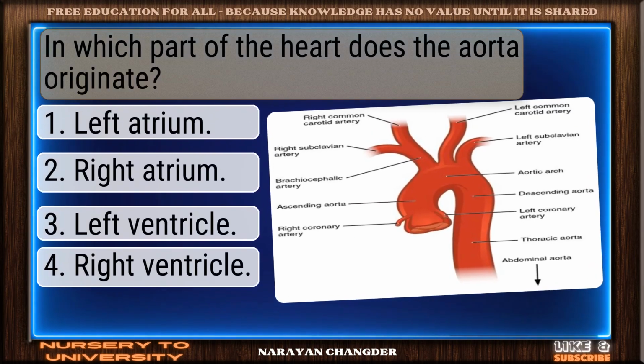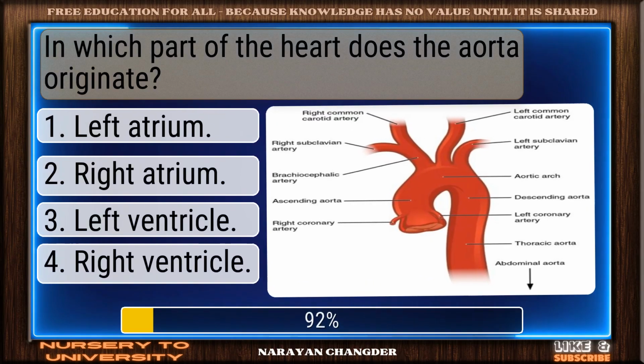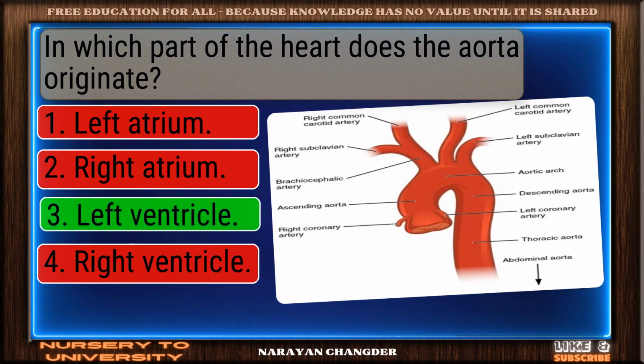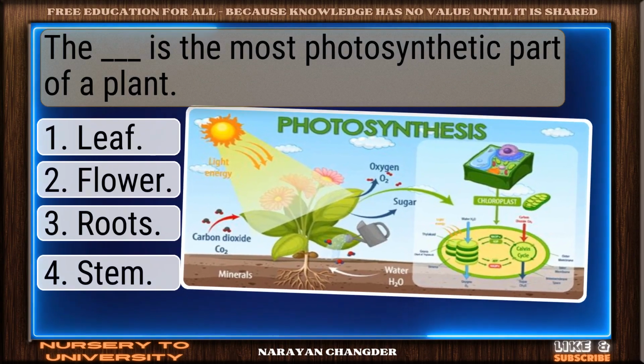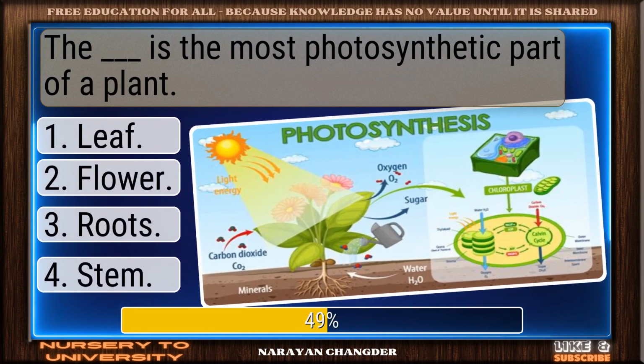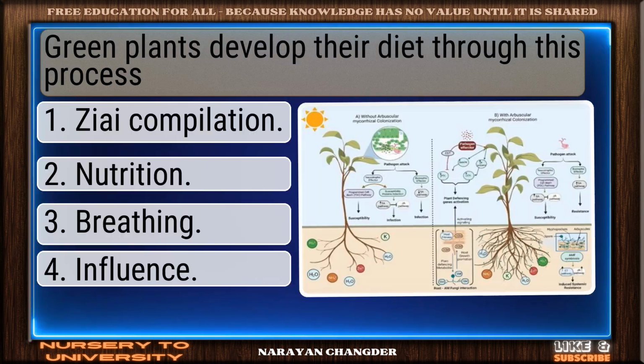In which part of the heart does the aorta originate? Good thinking. Left ventricle is right. The dash is the most photosynthetic part of a plant. Well done. Leaf is right.